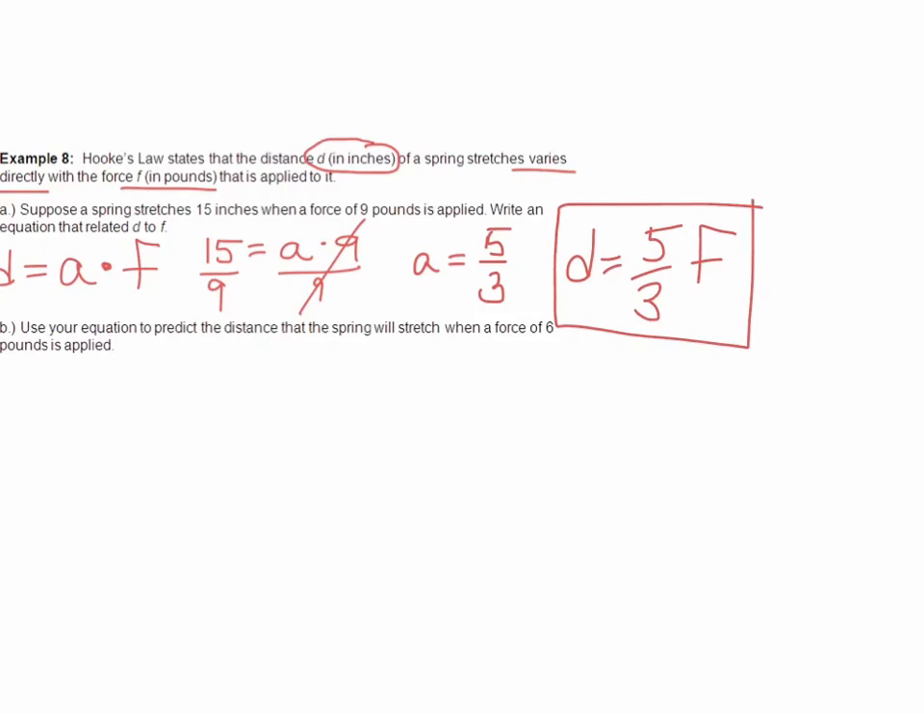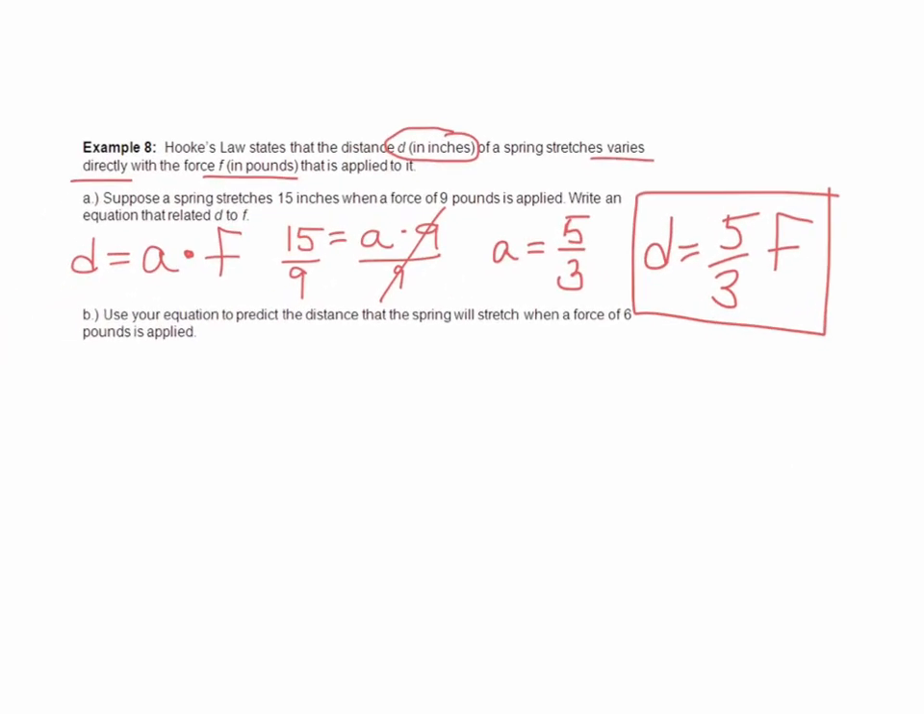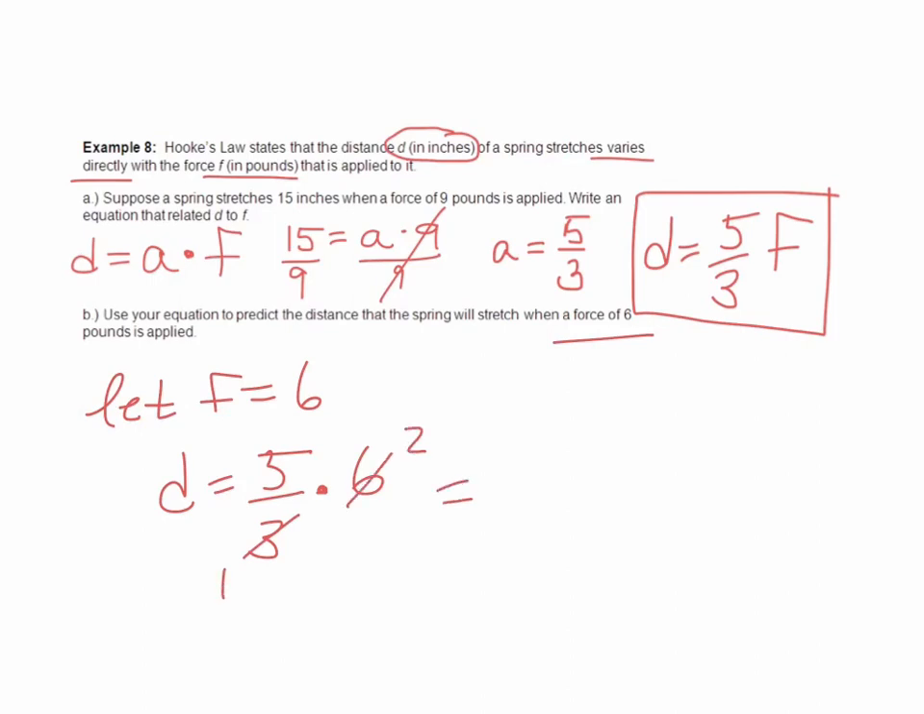Okay, next it says use our equation to predict the distance that the spring will stretch when you apply a force of 6 pounds. So they're saying, hey, in this problem, take your equation and let F equal 6. I'm going to do that. D equals 5/3 of 6. I'm going to cross reduce. This is 10 inches. There's my answer there. So if I hook a 6-pound weight onto the bottom of that spring, it's going to stretch 10 inches. That's what that's saying.